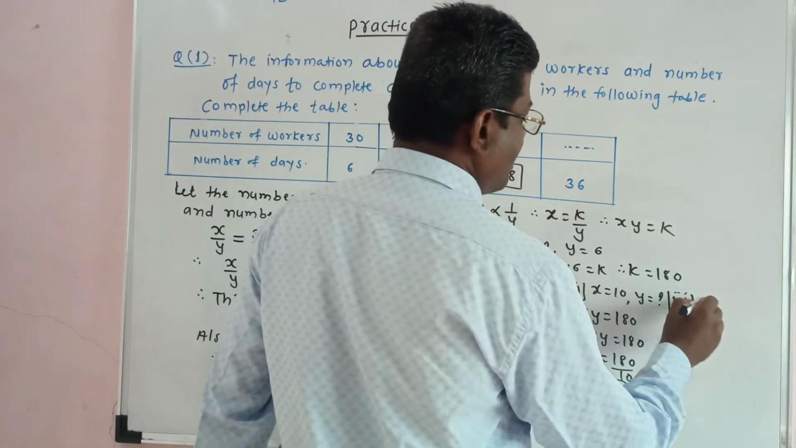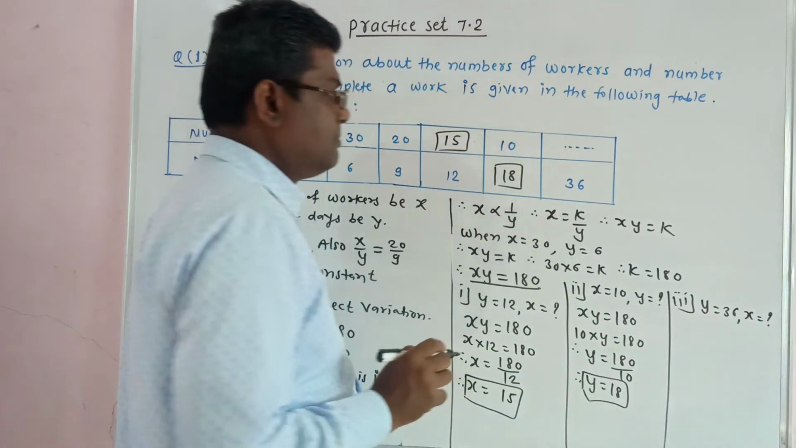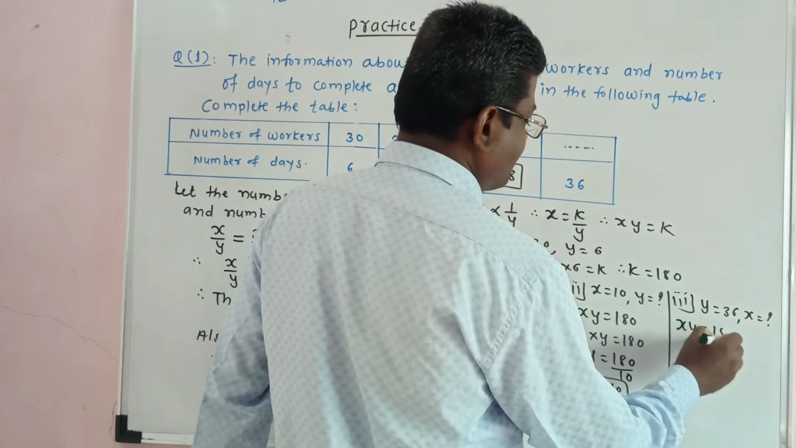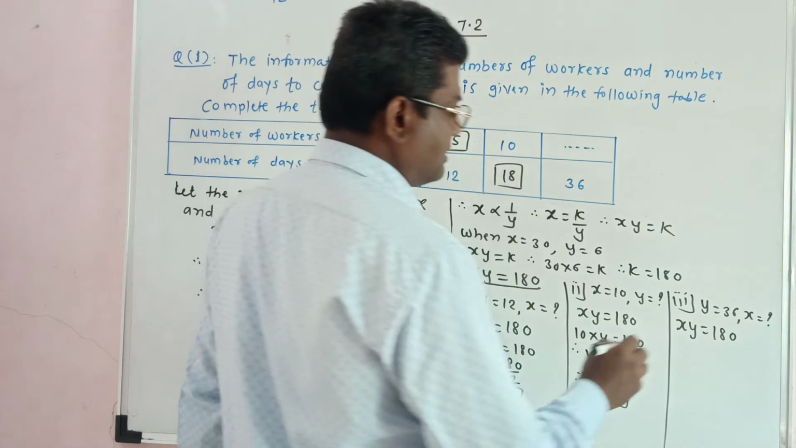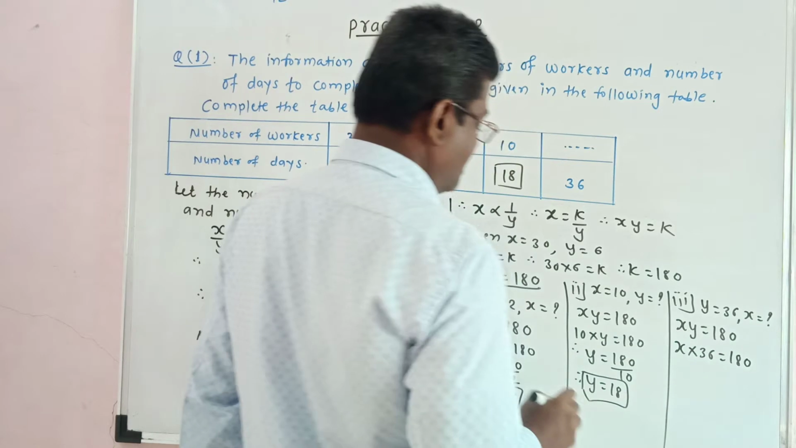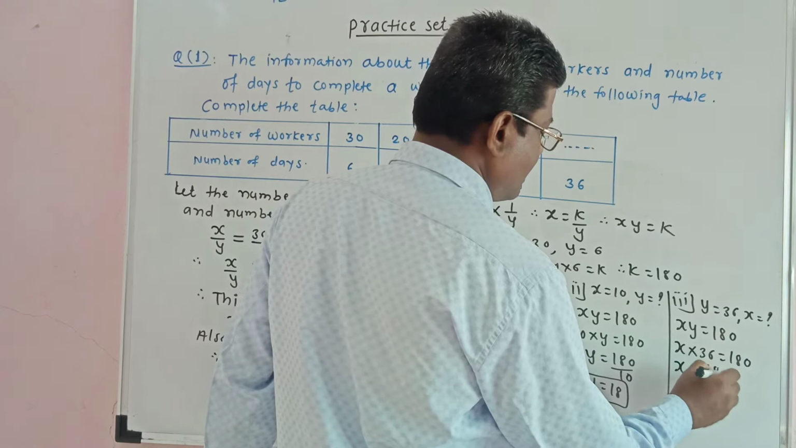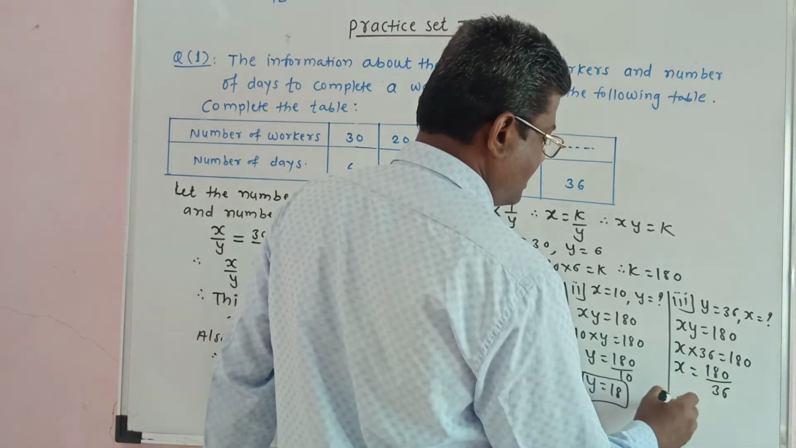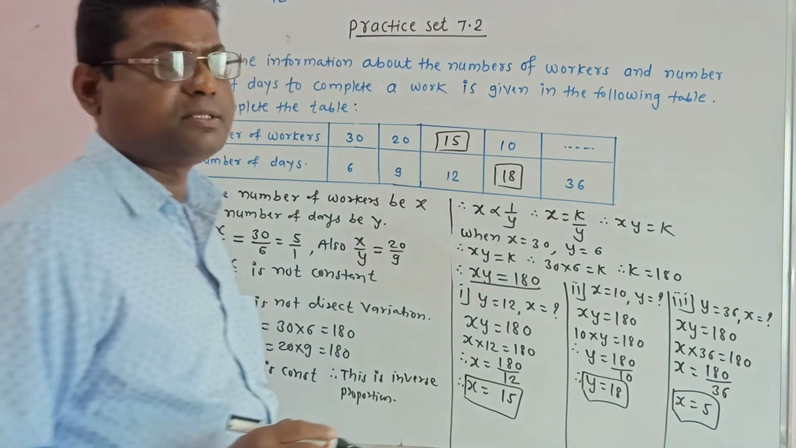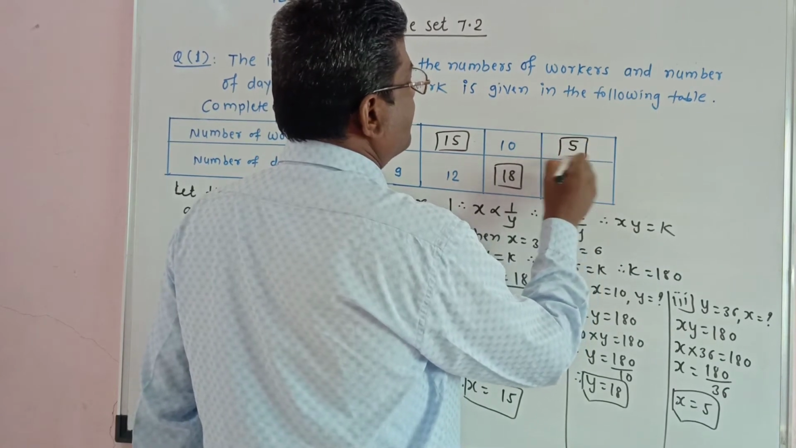Now let's solve number 3. Here value of y is 36 and x is to be found out. Equation of variation is xy is equal to 180. Therefore x into 36 is equal to 180. Therefore x is equal to 180 upon 36. Therefore x is equal to 5. If we divide 180 by 36, we get 5. Therefore value of x here will be 5.